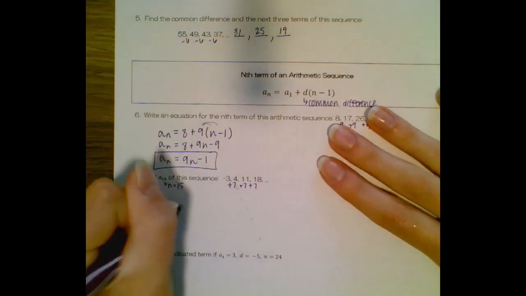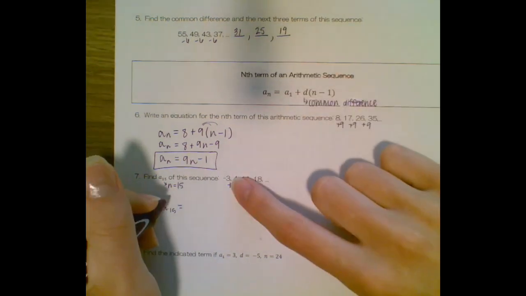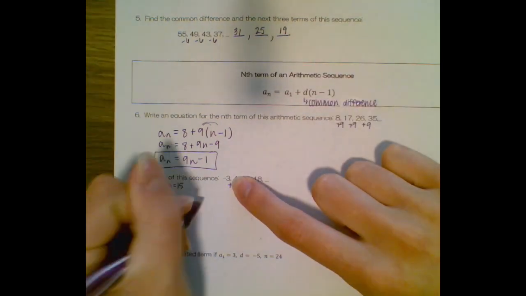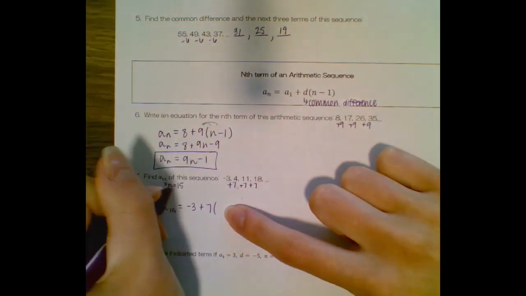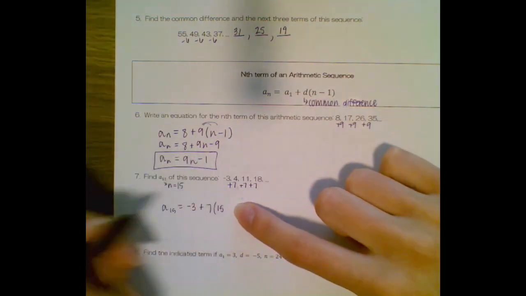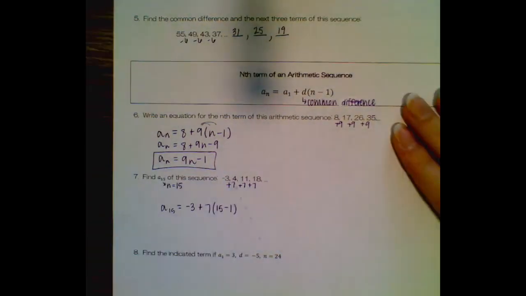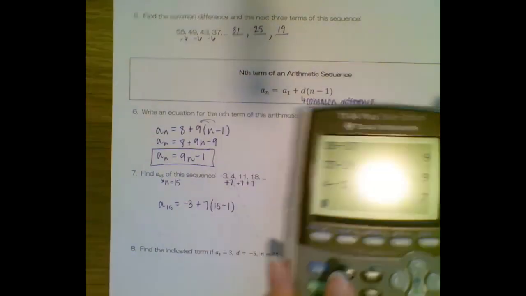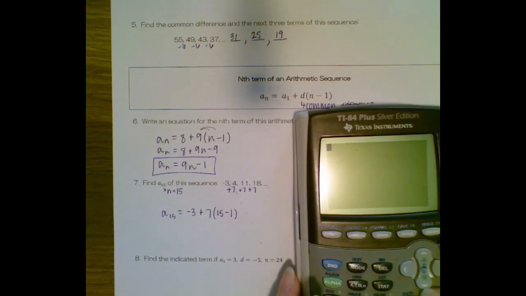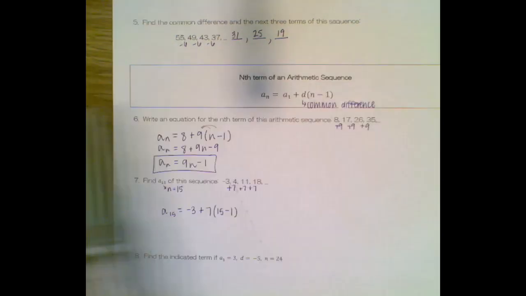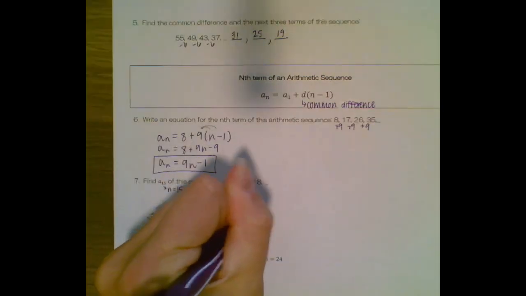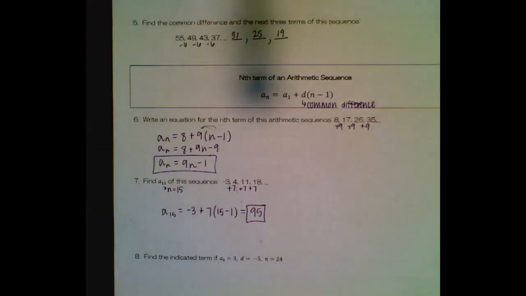So a sub 15 is going to equal a sub 1, which is -3, plus the common difference of 7. Our n value is 15 because we want the 15th term, minus 1. And you guys can just type that into your calculator. Oh, we have a little bit of a glare. Okay, so I've got -3 plus 7, parentheses 15 minus 1. 95. Okay.